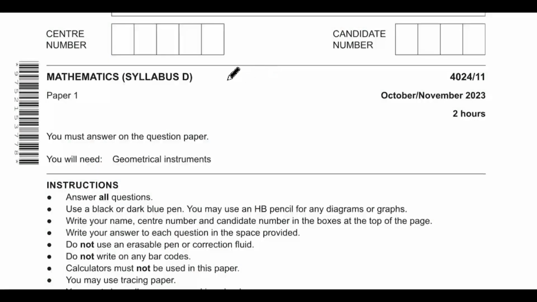Hello everyone, you are welcome to Mathematics Tour. This is paper 1 of Cambridge O-Level Mathematics variant 4024/11 October November 2023. In this paper, calculator is strictly disallowed as written here. So our solution will be based without a calculator.